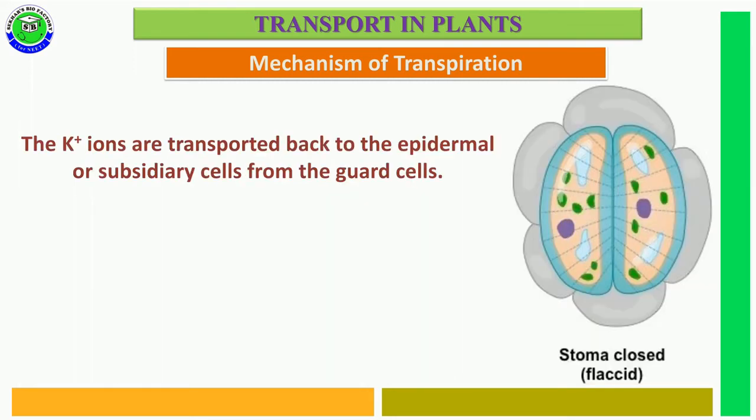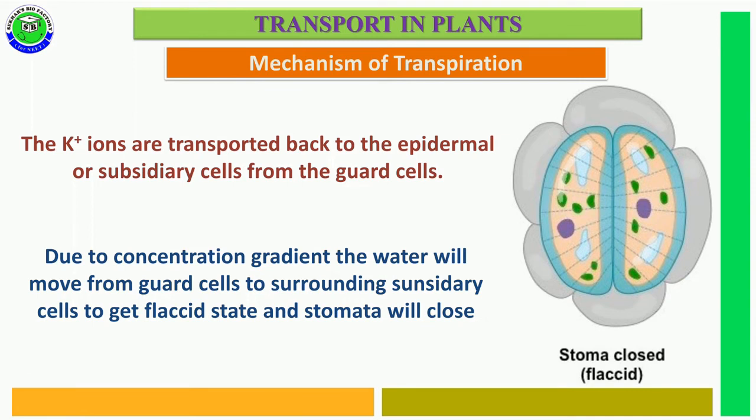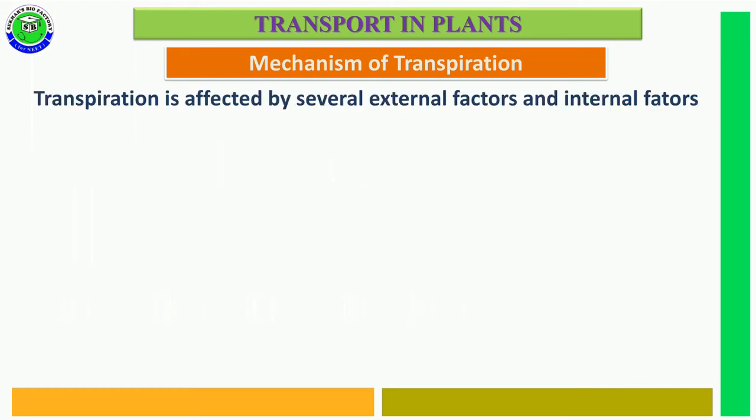At this time, the K plus ions are transported back into epidermal cells or subsidiary cells from guard cells that leads to decrease concentration and maintain concentration gradient. Due to this concentration gradient, water will move from guard cells to surrounding subsidiary cells. Then the guard cell gets flaccid state that leads to closing of stomata.